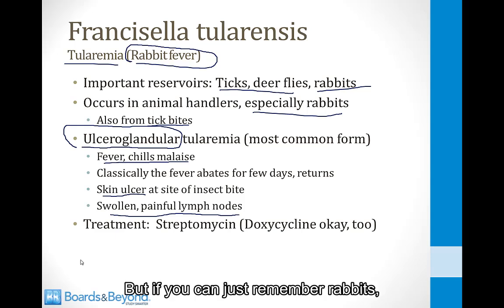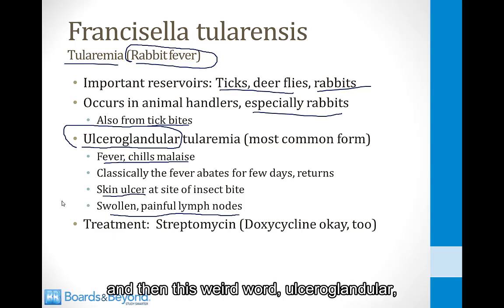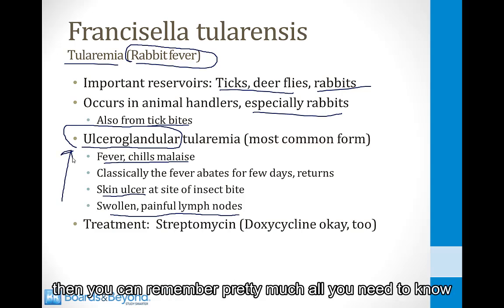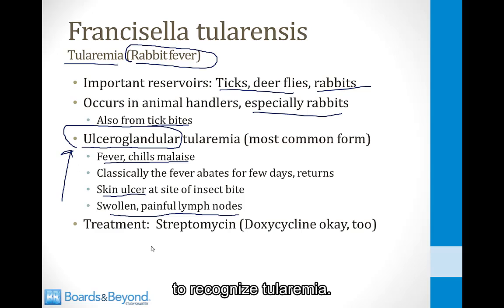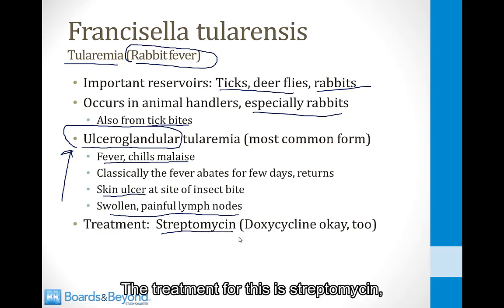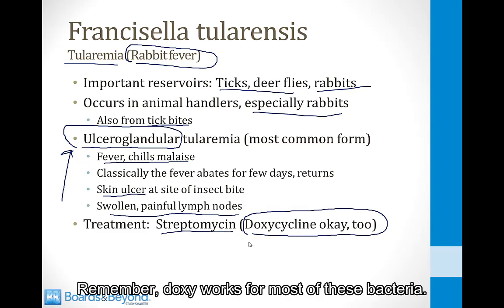But if you can just remember rabbits and then this weird word, ulceroglandular, then you can remember pretty much all you need to know to recognize tularemia. And the treatment for this is streptomycin, but doxycycline is okay too. Remember, doxy works for most of these bacteria.